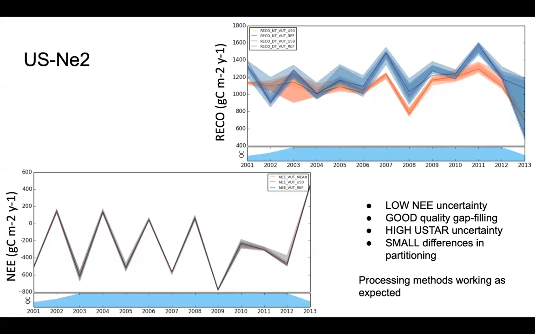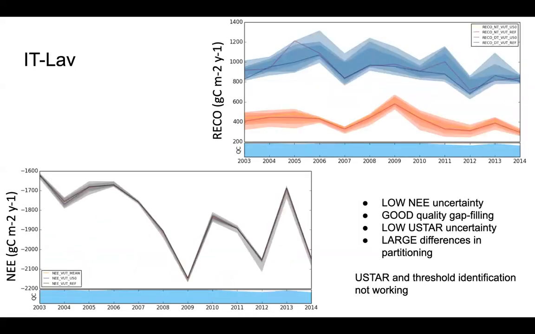And small differences in the partitioning that we had seen before. Now, this site is a little trickier, right? We have low U-star uncertainty. We also have good quality gap filling. We don't have many gaps that we are not able to fill with high confidence.